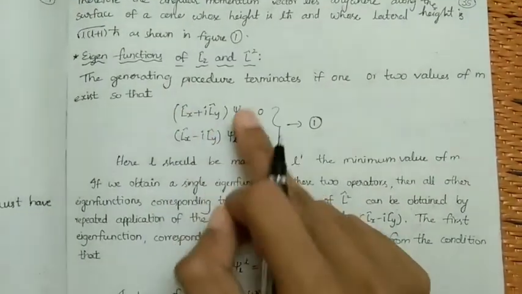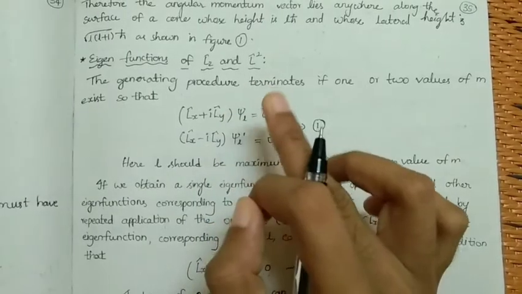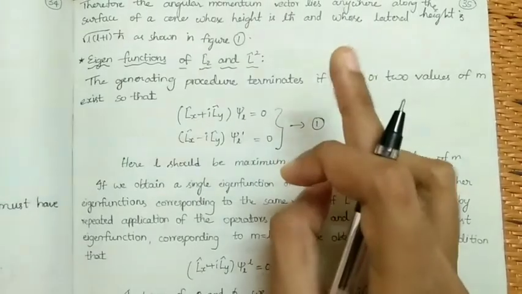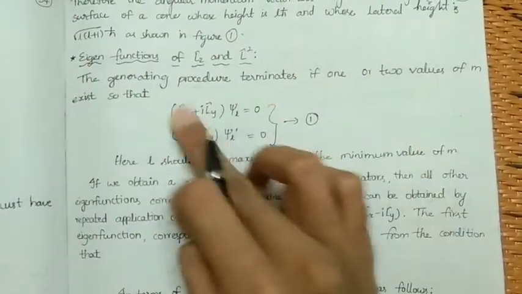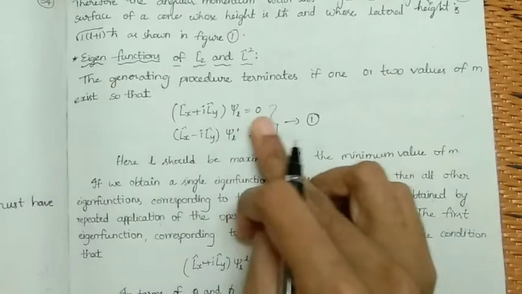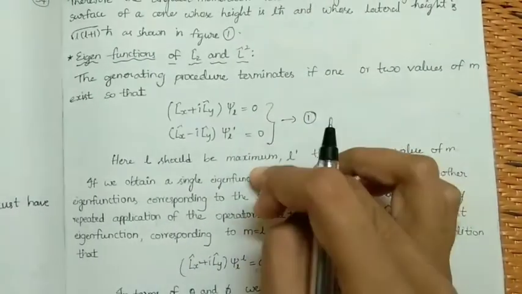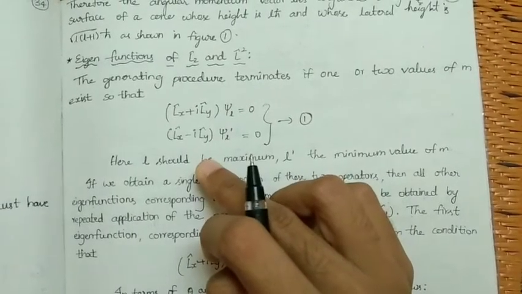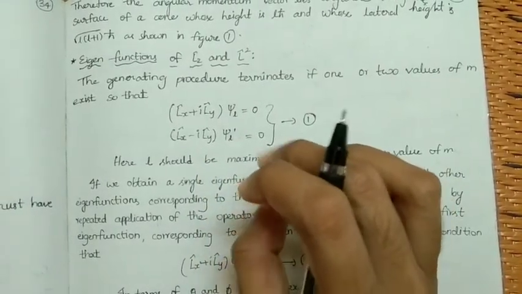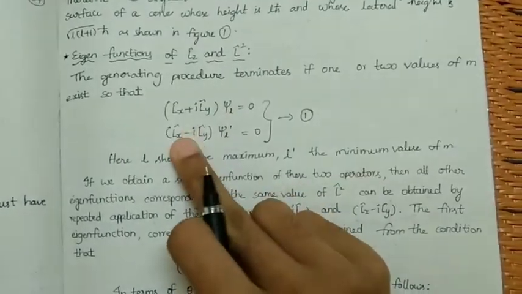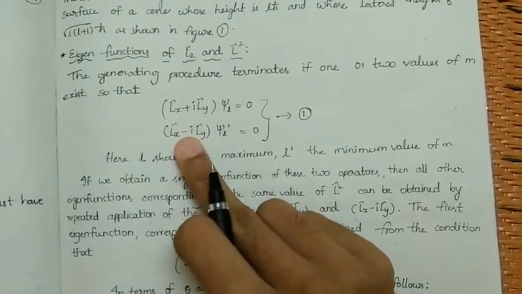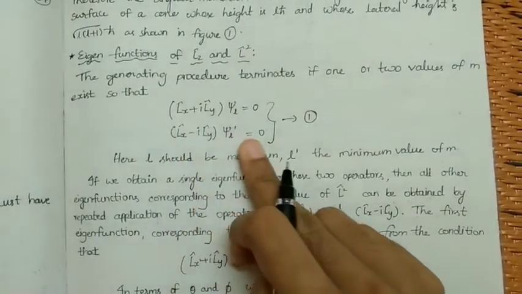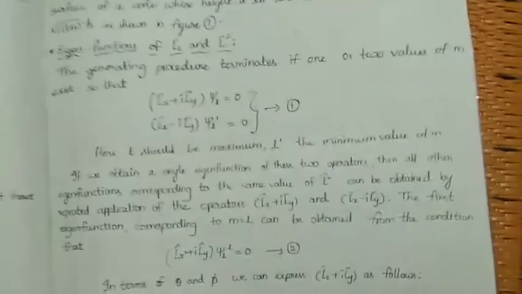At this point, if we have already reached 2, we cannot have 2 plus 1, that is 3, for the given value L equal to 2. So at that point this is the equation: Lx plus iLy acting on the eigenfunction is equal to 0. And from minus 2 we cannot go to minus 3, because the values of m range from minus 2 to plus 2 only. So for the minimum negative value of m, Lx minus iLy acting on the eigenfunction with L dash is equal to 0. So these are the two equations.